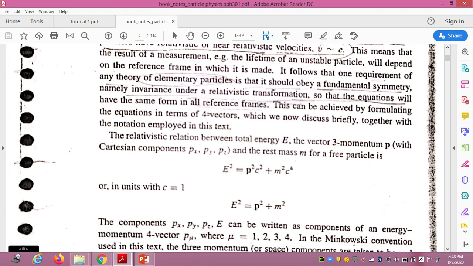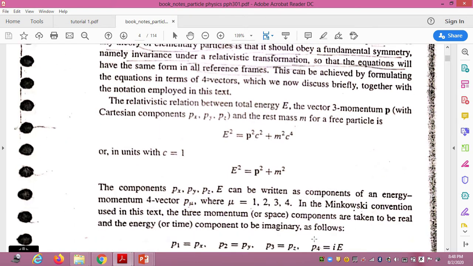Okay? So in units of C, when you put C equal to 1, the equation takes the form E square is equal to P square plus M square. Whereas the components Px, Py, Pz and E can be written as the components of a single energy momentum 4 vector. So that means we are taking all these four parts together. Energy is a scalar, but we are just taking four components, so that this is the fourth component of that vector, which is behaving like a scalar quantity.